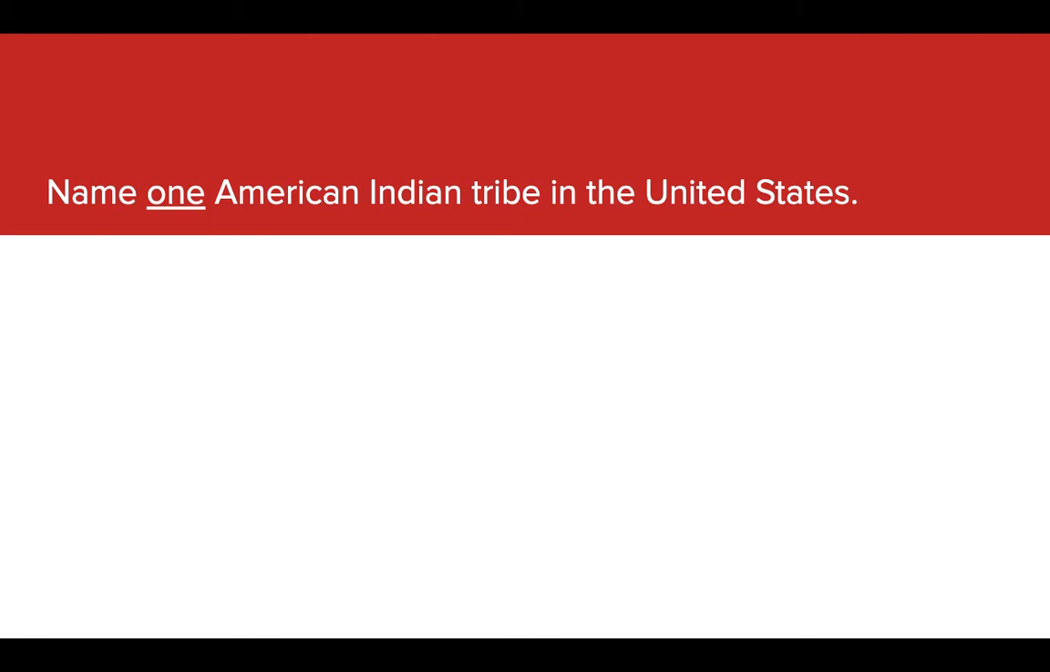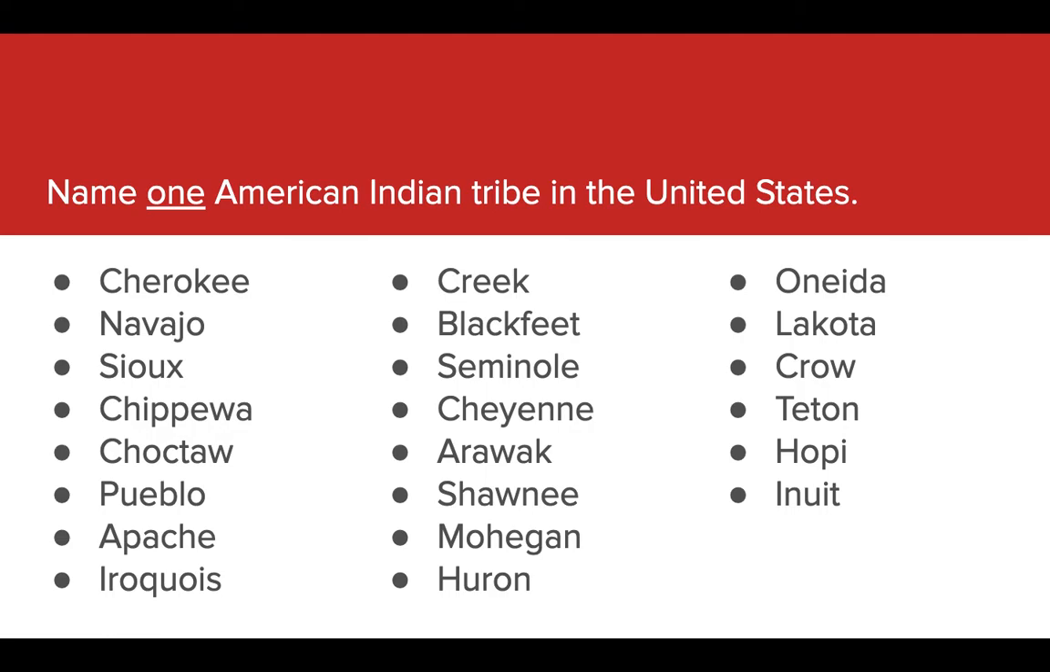Name one American Indian tribe in the United States. Okay, any of these: Cherokee, Navajo, Sioux, Chippewa, Choctaw, Pueblo, Apache, Iroquois, Creek, Blackfeet, Seminole, Cheyenne, Arawak, Shawnee, Mohegan, Huron, Oneida, Lakota, Crow, Teton, Hopi, or Inuit. Any of those.